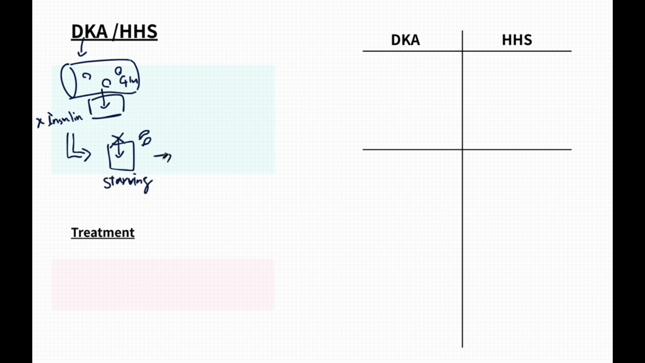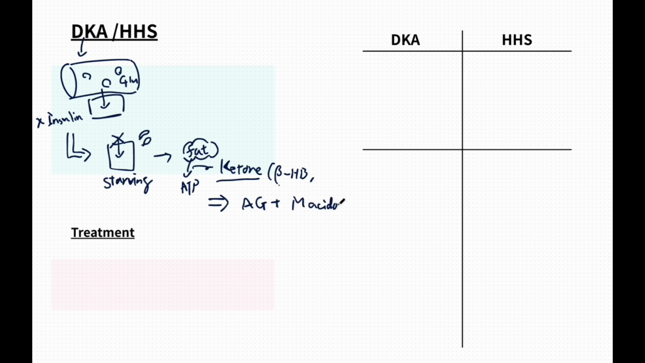To survive, the body shifts to fat breakdown to make ATP. During this process, the liver produces ketone bodies, especially beta-hydroxybutyrate, the major ketone in DKA. Ketones are acidic. As they accumulate, the anion gap increases, leading to high anion gap metabolic acidosis. One of the ketones, acetate, spontaneously converts into acetone, which is volatile, meaning it evaporates and escapes in the breath. That's why DKA patients often have that fruity, acetone-like smell.